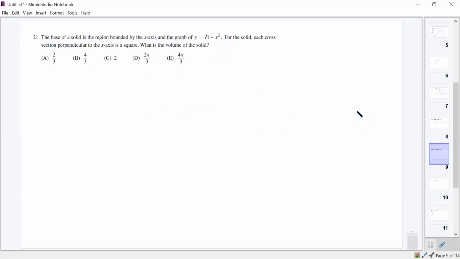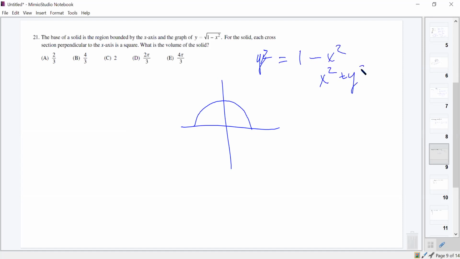All right. We have the base of a solid, and it's the region bounded by the x-axis and the graph of y equals root 1 minus x squared, which we should know what that looks like. Root 1 minus x squared is just a semicircle with a radius of 1. If we square both sides, we end up with y squared equals 1 minus x squared, or x squared plus y squared equals 1. So it's just the upper half of the circle with a radius of 1 centered at the origin.